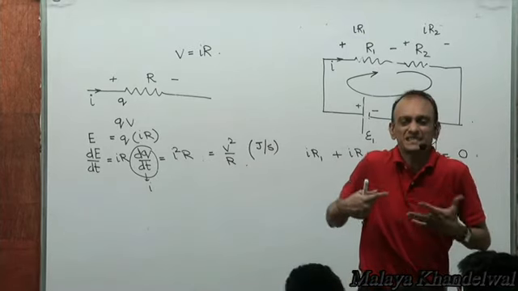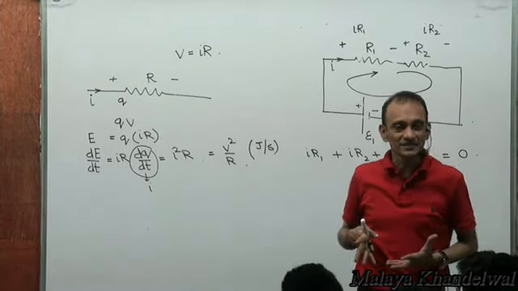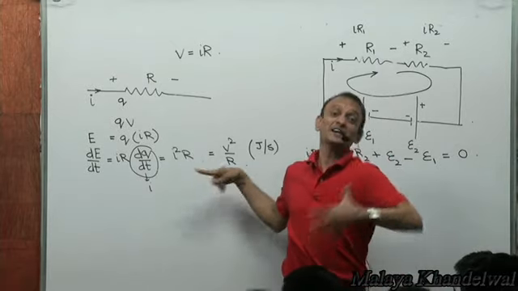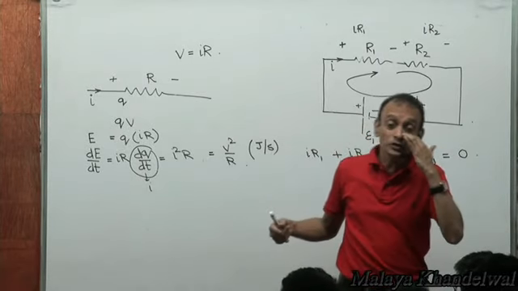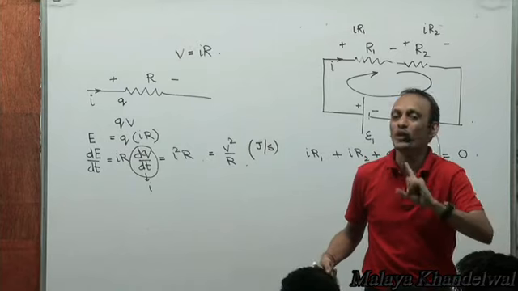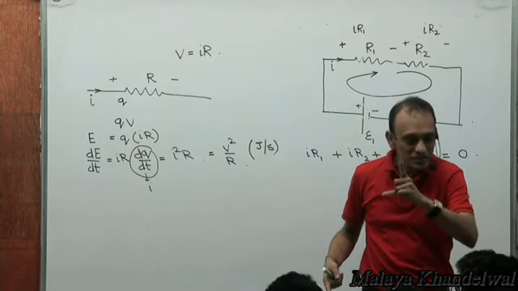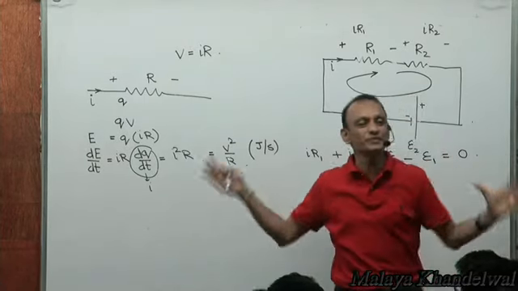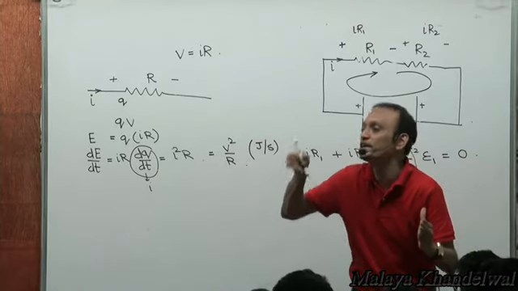Obviously, if too much heat is generated, if I is very large and R is also large, then I square R will be large, and it will lose its ohmic properties. You don't want too much heat to be generated. So, you should know where to stop.